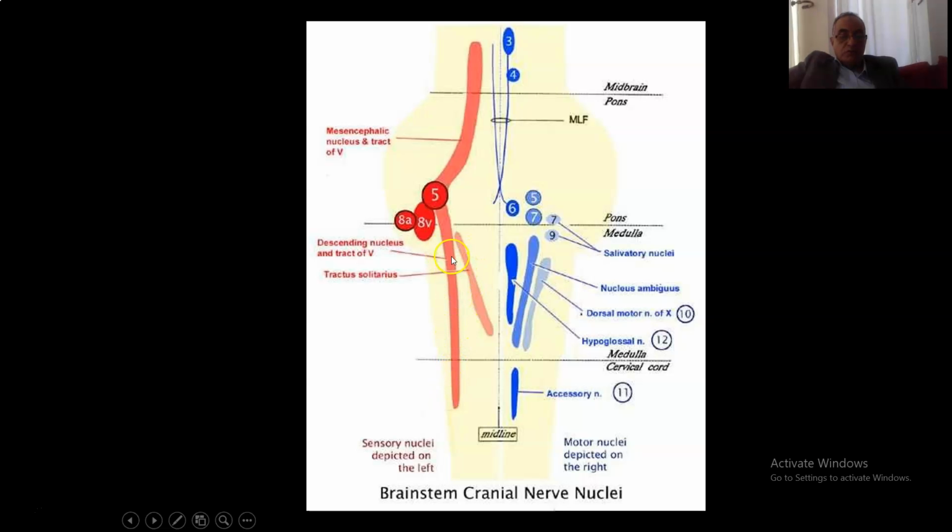On the other side, the sensory nuclei: in the medulla, the solitary nucleus; in the medulla and upper cervical cord, the spinal nucleus of the trigeminal, pain and temperature; in the pons, the main sensory nucleus carrying touch; and in the midbrain, the mesencephalic nucleus of the trigeminal carrying proprioception. Also, at the level of the pons, we have the cochlear nuclei receiving hearing, and the vestibular nuclei receiving balance from the semicircular canals and the utricle and the saccule.